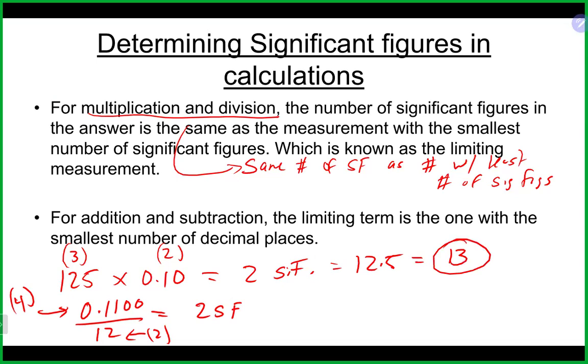If we do the second one, we end up with, on our calculator, 0.00916666667. In this case, 2 significant figures would take us here. We should end up at 0.0092 would be the proper number. So multiplying and dividing, you look at how many significant figures there are in each of the numbers that you're multiplying or dividing. The one with the least is how many significant figures your answer should have.